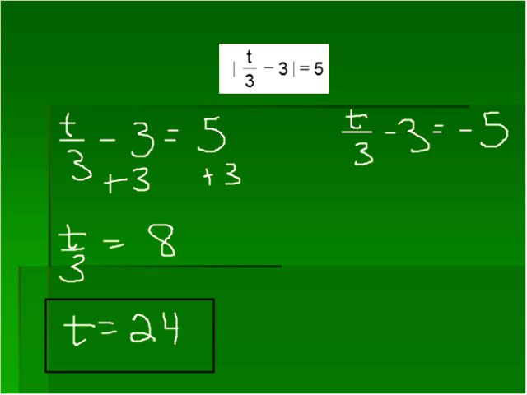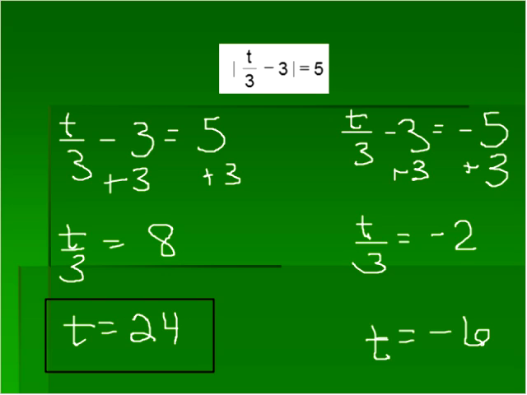Let's see what we would get in our second equation. So if I'm adding 3 to both sides, that leaves me with t divided by 3 equaling negative 2. And if I multiply each side by 3, I get t equals negative 6 for my second answer.